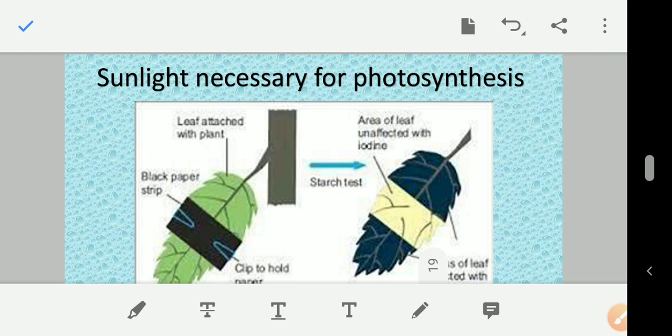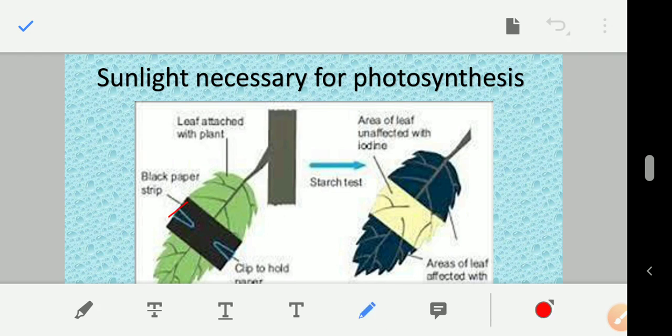The part where photosynthesis is done converts to blue black, and the part where photosynthesis is not done remains colorless, or yellowish brown or golden brown. Now in this diagram we have used black paper to block the sunlight. Here sunlight was not received, so in this region, when we added iodine solution in the starch test, it does not turn blue black. It remains yellowish brown or golden brown.